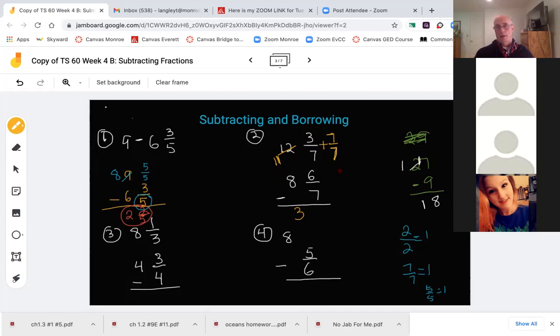I'm going to add the version of 1 I'm bringing over from 12. I'm going to cross it out, make it 11, bring 1 over. I'm looking at what I'm adding it to, because of this 7 in the denominator, I chose 7 over 7. Now, from here, I could go ahead and add this up. 7 plus 3 is 10.